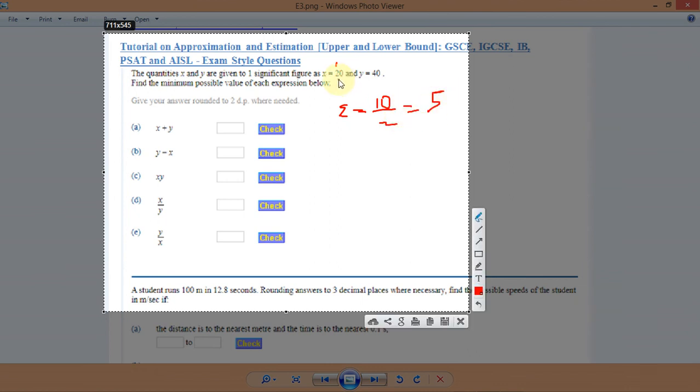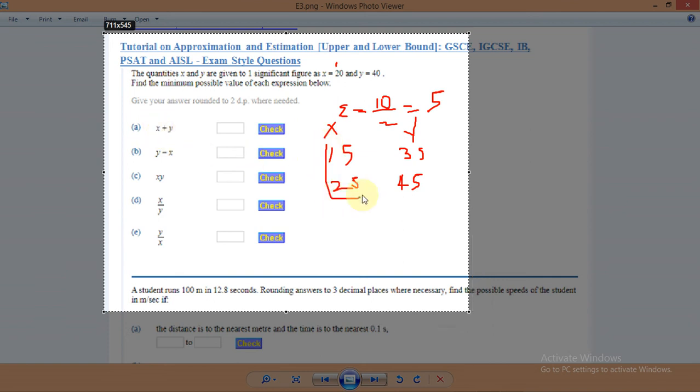So for this x, the lower bound is 15 and the upper bound is 25. Then for y, the lower bound is, take away 5 from this, 35, and the upper bound will be 45. So guys, I think we can finish up now. They want you to do x plus y. X plus y means that you add the lower bound and the lower bound, you get your answer. But this question asks us for minimum value, so we have nothing to do with the upper bound. You just add these two, you get this. Then take away these two, 25 minus 15, you get this one. Multiply these two, you get x times y.